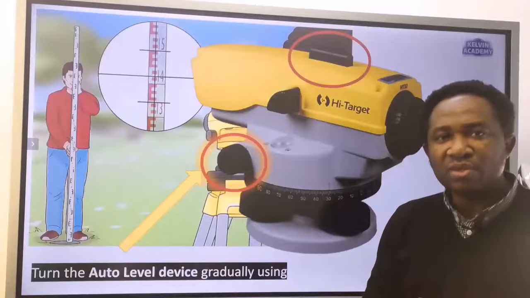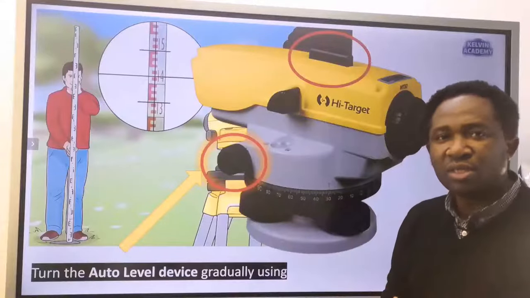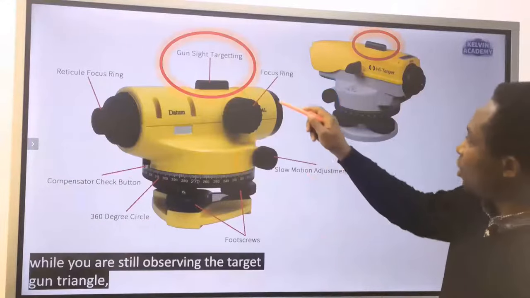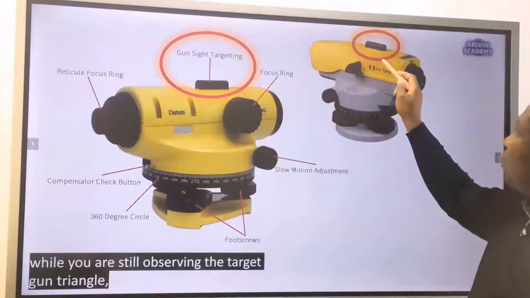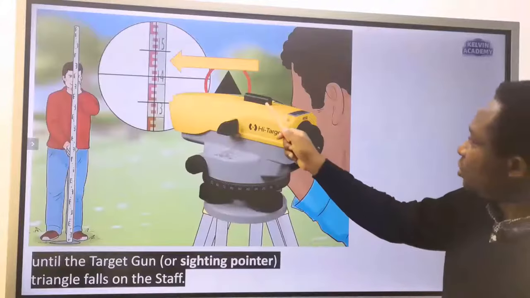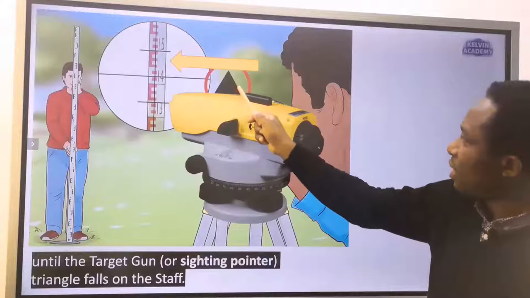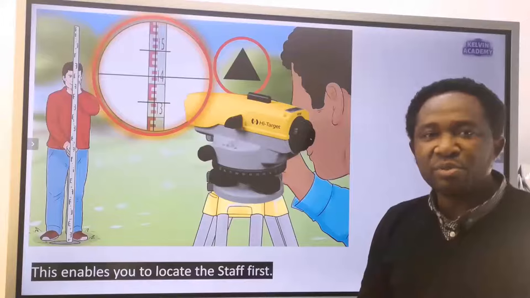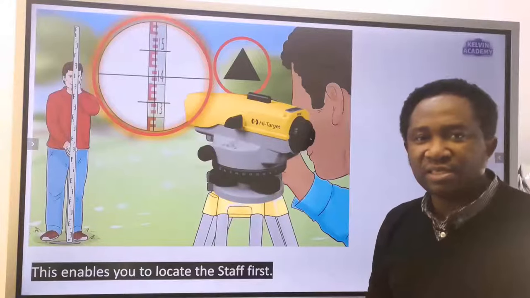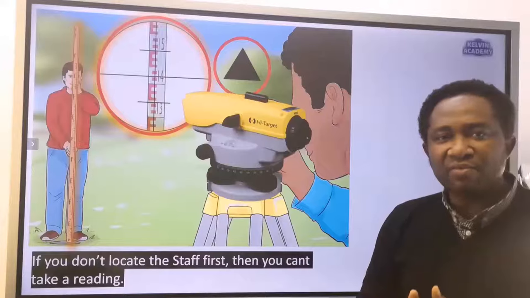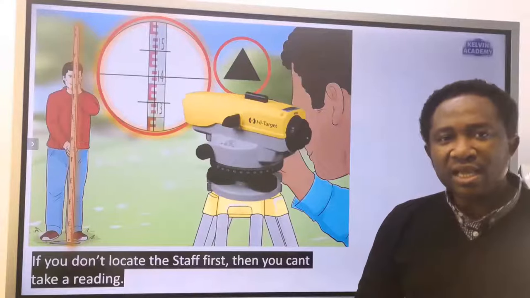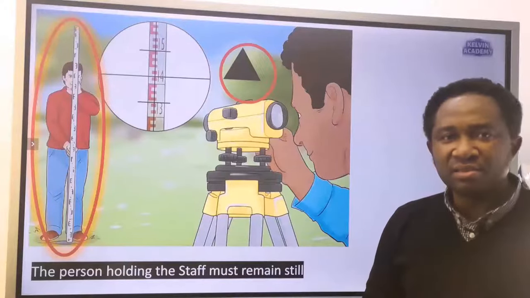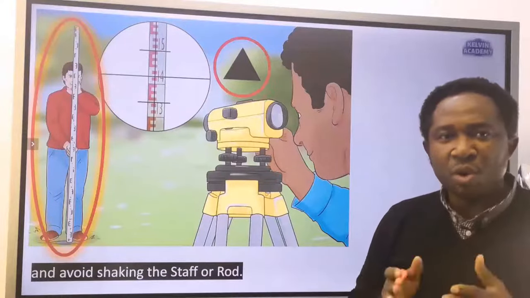Turn the auto level device gradually using the slow motion adjustment knob while you are still observing the target gun triangle until the target gun or sighting pointer triangle falls on the staff. This enables you to locate the staff first. If you don't locate the staff first, then you can't take a reading. The person holding the staff must remain still and avoid shaking the staff or rod.